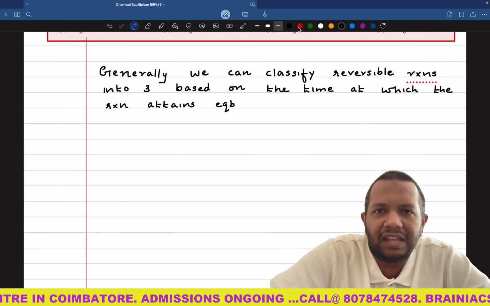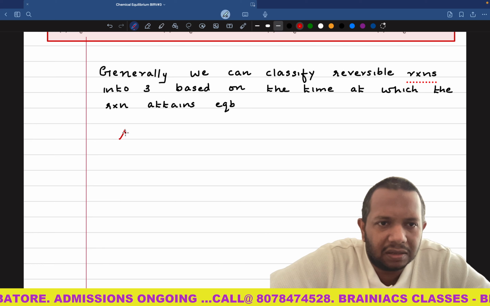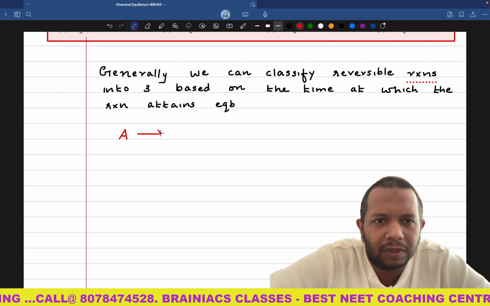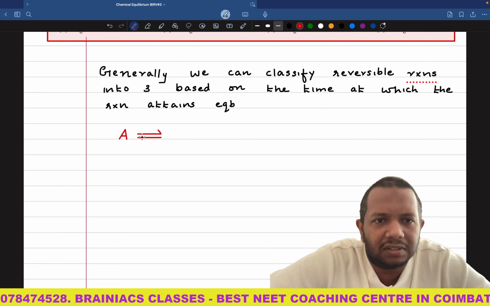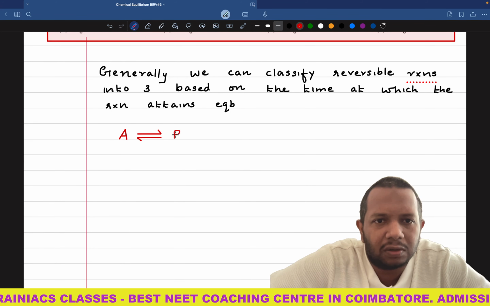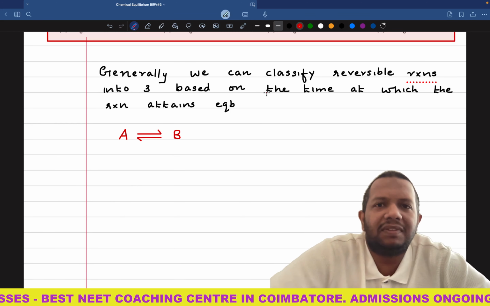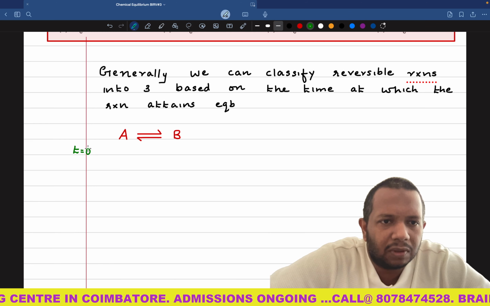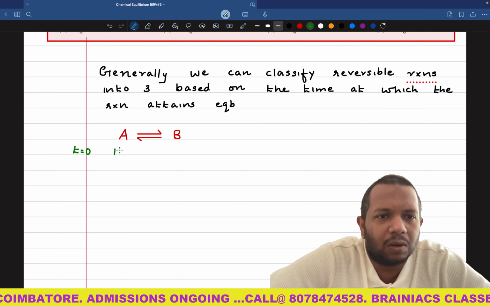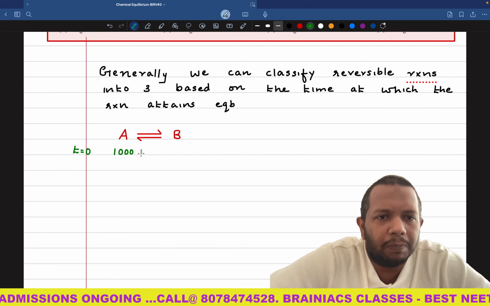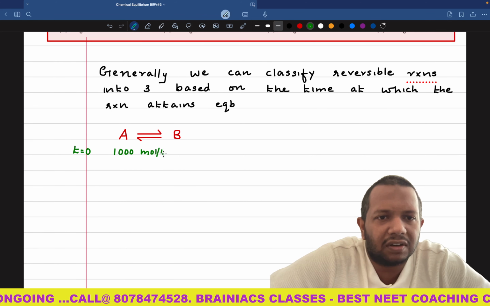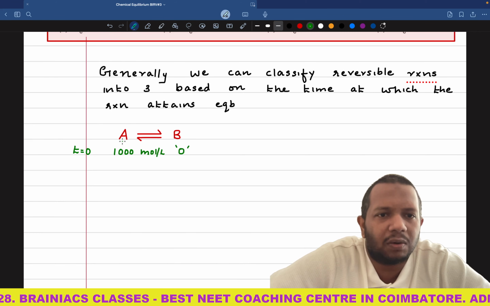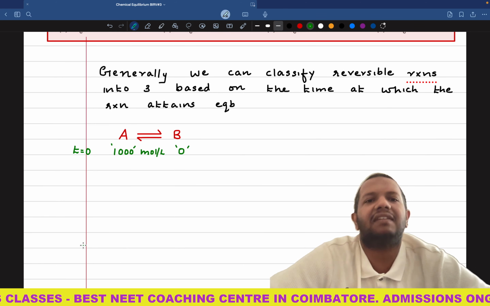So let me take a reaction. For example, I am taking three different types of reactions. Okay, this is for your understanding. I am explaining this theory. So let me say A is converted to product B. Let me say at time t equal to 0, this is present as 1000 units, 1000 mole per liter. This is its concentration. Okay, and for B, there is nothing present, so we will make it 0. So this is 1000, only reactants are present.